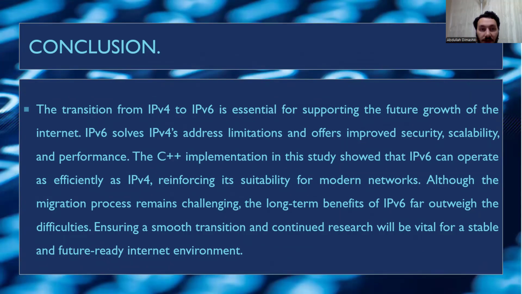In conclusion, the transition from IPv4 to IPv6 is essential for supporting the future growth of the internet. IPv6 solves IPv4 address limitations and offers improved security, scalability, and performance. The C++ implementation in this study showed that IPv6 can operate as efficiently as IPv4, reinforcing its suitability for modern networks. Although the migration process remains challenging, the long-term benefits of IPv6 far outweigh the difficulties, ensuring a smooth transition, and continued research will be vital for a stable and future-ready internet environment.